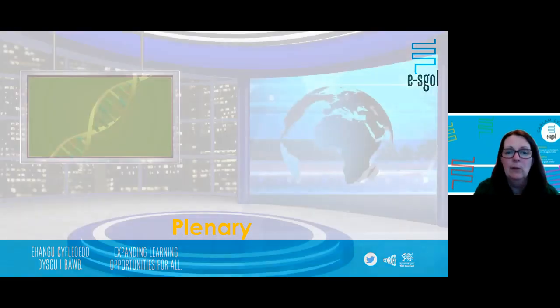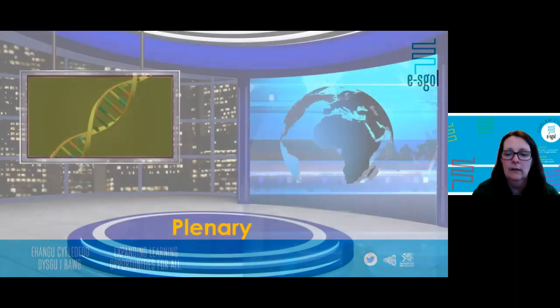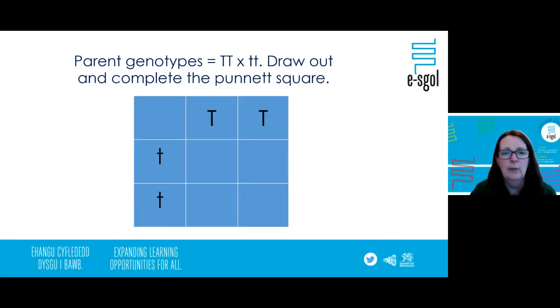Okay, so before we look at some questions, we're just going to have a go at another type of Punnett square. So just very briefly pause the film and have a look at completing this. So what we've got here is what we would call a pure breed with the two capital T's, and again a pure breed here with the two lowercase t's, and we would end up with all of the boxes being filled in with a big T and a little t.